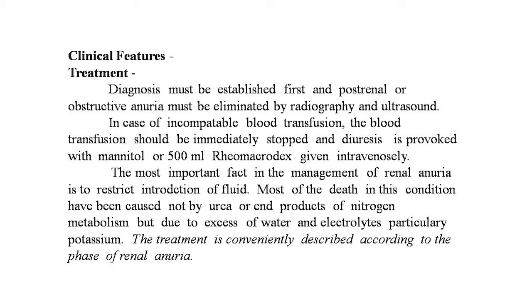In case of incompatible blood transfusion, the blood transfusion should be immediately stopped and diuresis is provoked with mannitol or 500 ml of Rheomacrodex given intravenously. The most important fact in the management of renal anuria is to restrict introduction of fluid. Most of the deaths in this condition have been caused not by the urea or end products of nitrogen metabolism, but due to excess of water and electrolytes, particularly potassium. The treatment is conveniently described according to phase of the renal anuria.